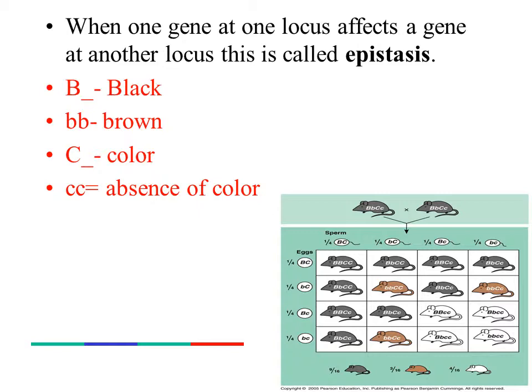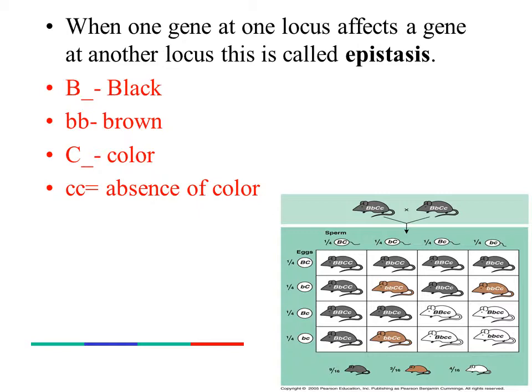So we have a classical example of rats being crossed. We have two black rats that are going to be crossed, but we have two genes that are being transferred to their offspring. If you have at least one big B, you're black. If you have two little b's, you're brown. But there's a second gene that we have to consider. If you have at least one big C, you will express the color. And if you have two little c's, you will not express the color.